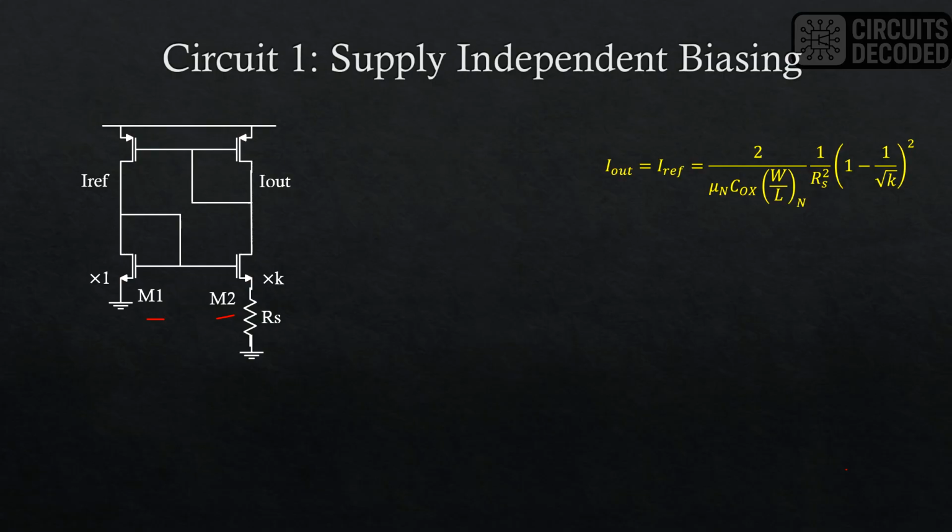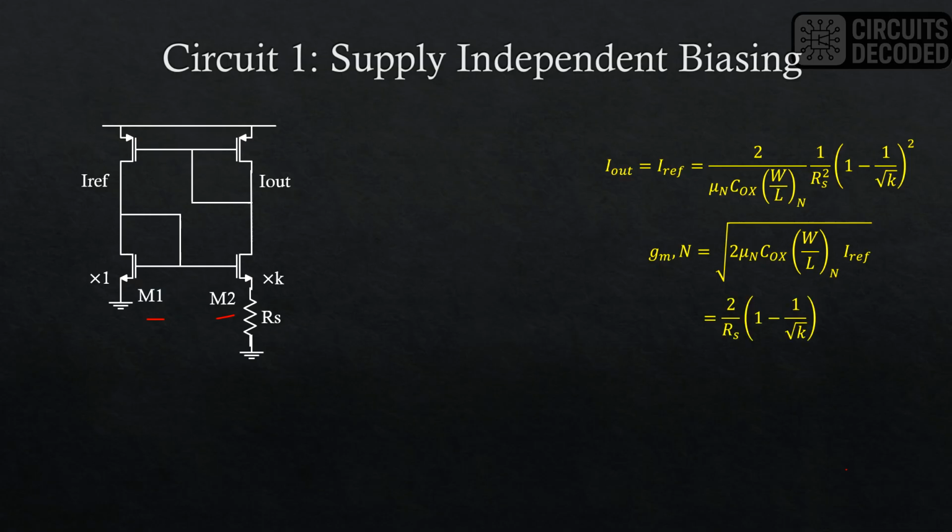Interestingly, if we work out the transconductance expression for the transistor M1, we can see that it's not only independent of VDD, but also independent of the device properties. And it only depends on the source resistance Rs and the factor K. So if we keep Rs fixed through some techniques such as trimming, we can essentially make GM constant. Hence, this circuit is also referred to as constant GM biasing.